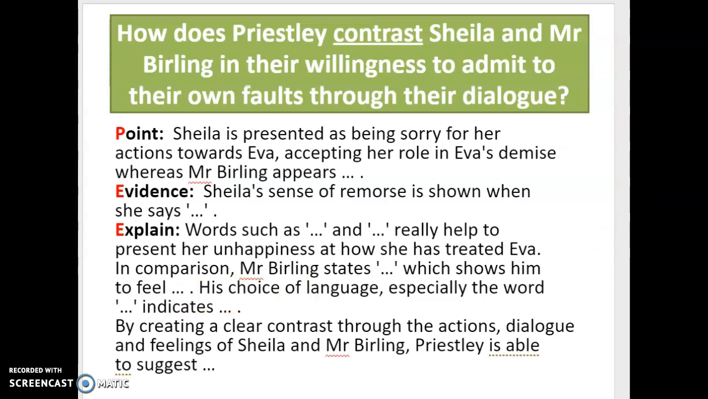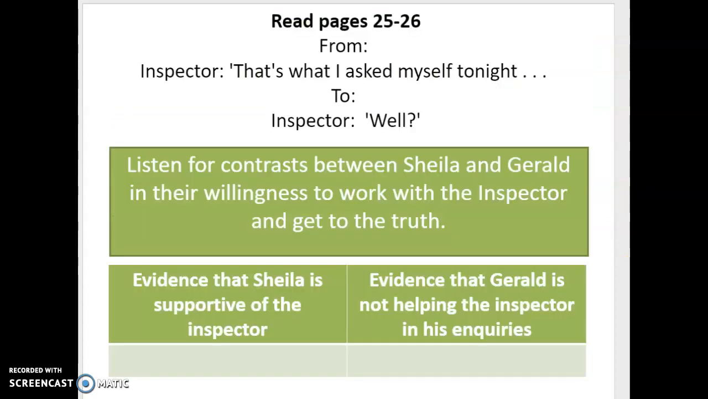Okay, moving on. I would now like you to read pages 25 to 26. So this is from when the inspector says, "That's what I asked myself tonight," to the end of Act 1 where he says, "Well." So what I would like you to do when you're reading is to look at a contrast between Sheila and Gerald.